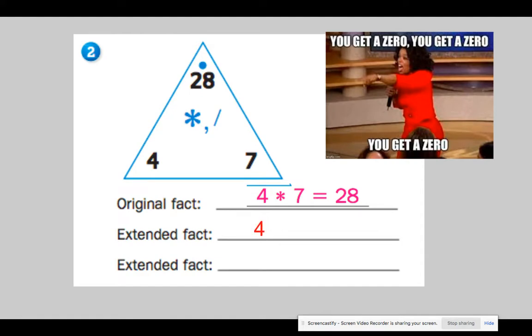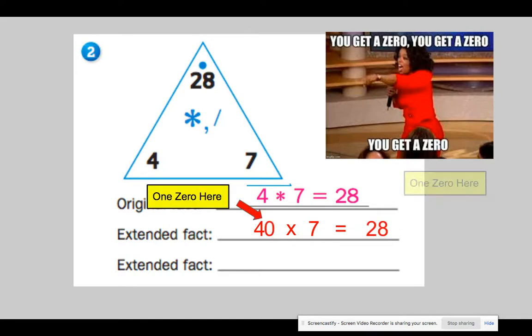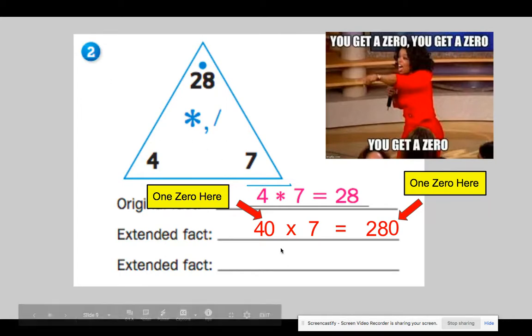So we're going to go 4 times 7. We're going to write that original fact equals 28. There you go. You get a 0. So again, when you put 1 0 on the factor, you got to add it to your answer.